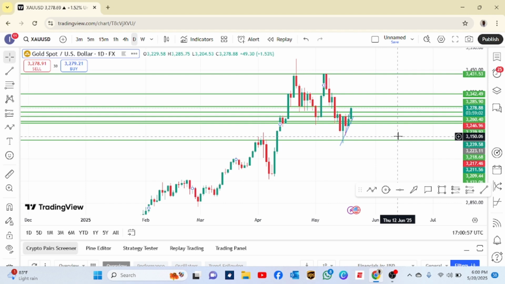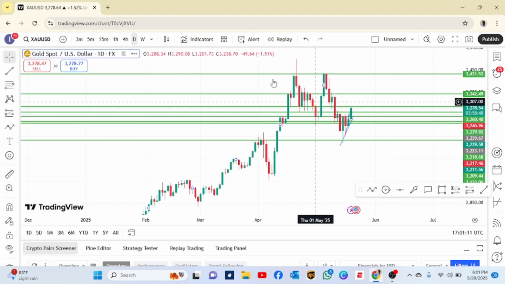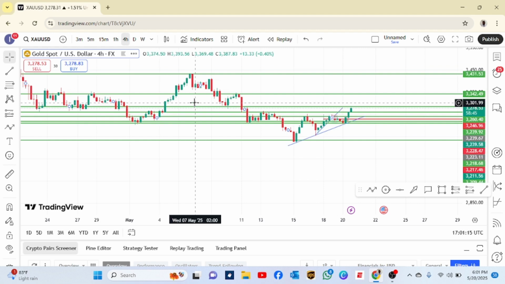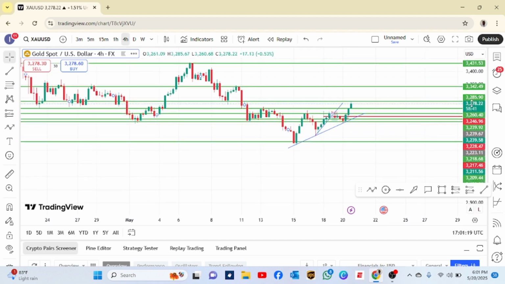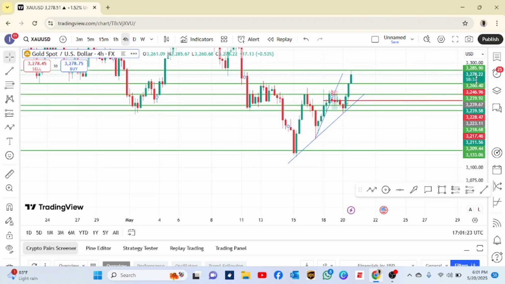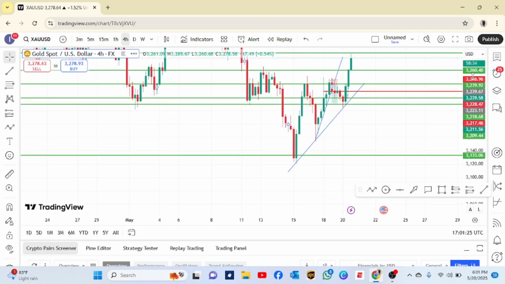So as a day trader, I go on my lower time frame to see entries, right? So let's get on the 4 hour time frame. So looking at the 4 hour time frame, you can see that clearly the market is heading to the upside. So the big question that comes in your mind is, where will I be buying and where will I be selling?